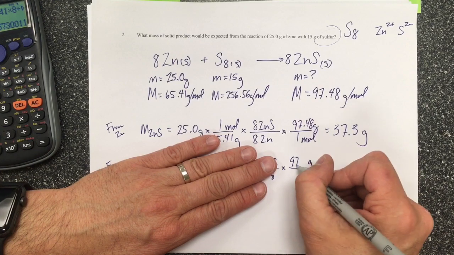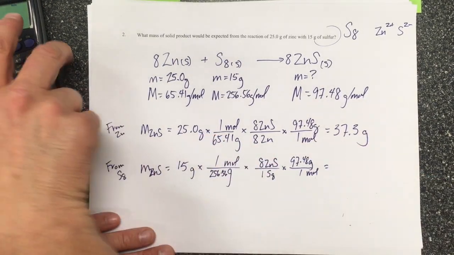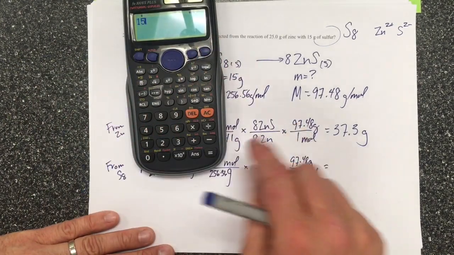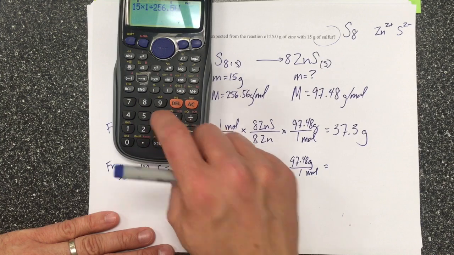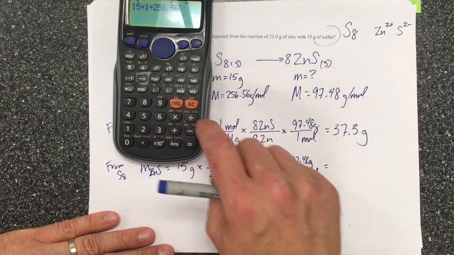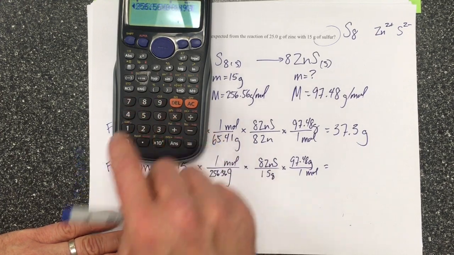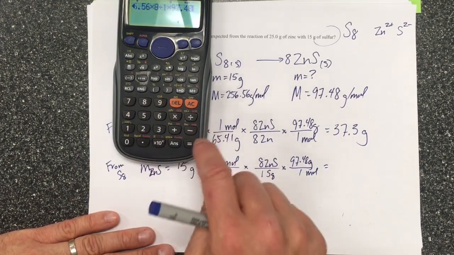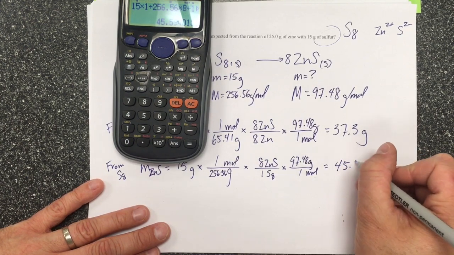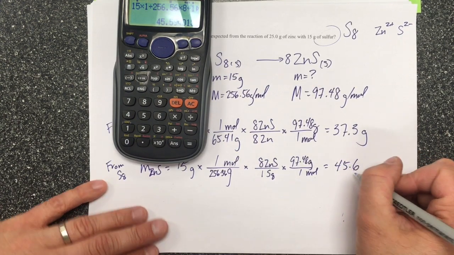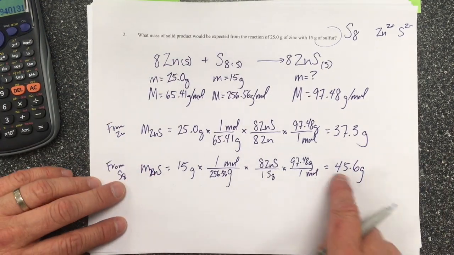So 97.48 grams is 1 mole. If I put this in my calculator, I've got 15 times 1 divided by 256.56 times 8 divided by 1, and then times 97.48. And so I end up with 45.6 grams of zinc sulfide if I was using sulfur.